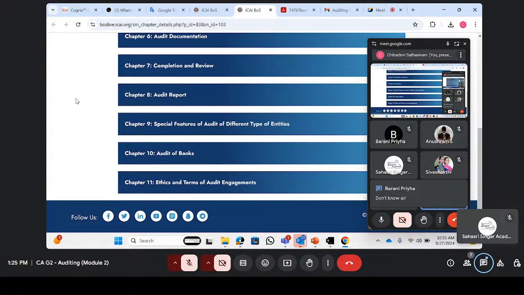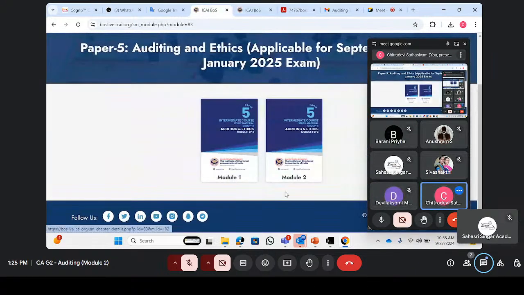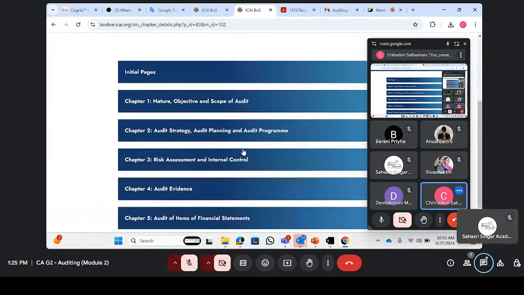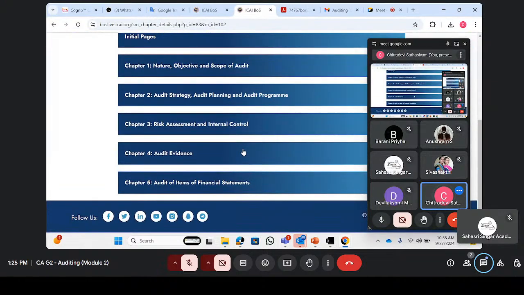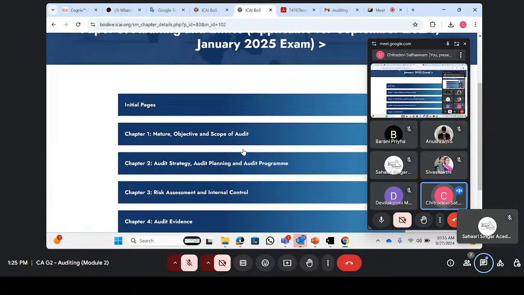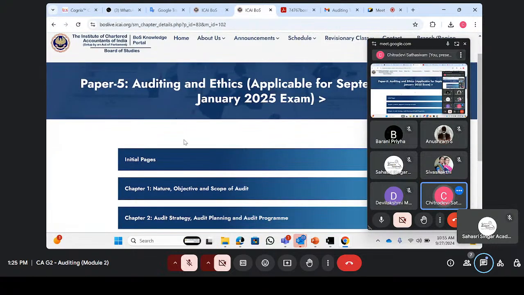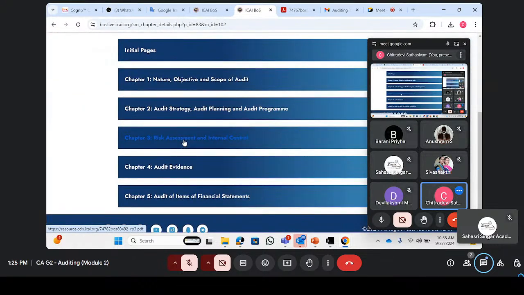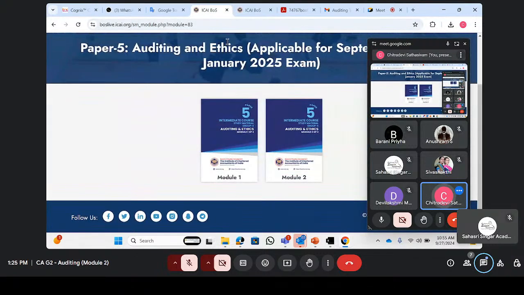Have you checked the model on which other chapters are available? You want me to check? Wait, let me check for you. I think this company audit in this syllabus has been shifted to law paper, I believe. Anyways, we will see. In the next week session, when we finish that module 2 completely, then we will see.